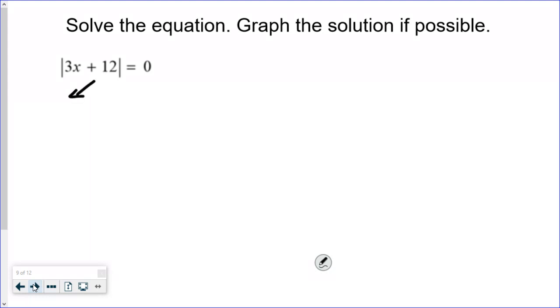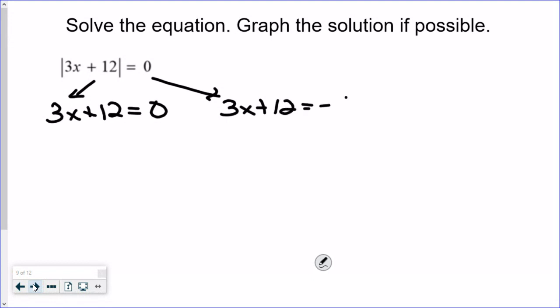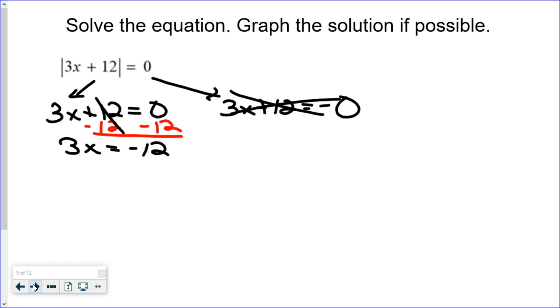So you could almost say 3x plus 12 equals 0. Okay? And 3x plus 12 equals negative 0. We don't have anything, so 0 is special. You only have to solve it once. Okay? So minus 12, minus 12. So we have 3x equals negative 12. Divide both sides by 3, and you should get your one answer, because it equals 0, of negative 4.